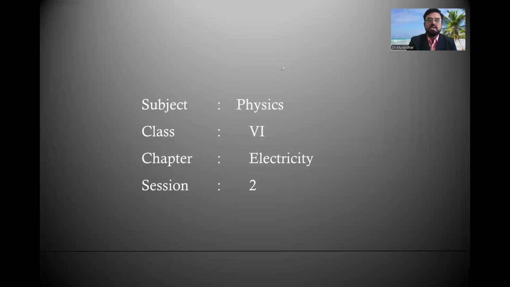As you can see on the screen, and you are well aware, my subject is physics. We are in class 6th, our ongoing chapter, electricity. So today we are in session number 2. This is the syllabus, fifth chapter for the syllabus for test 2. We have synopsis 1 and 2. We already covered some part of synopsis 1. So today we are going to go almost very close to synopsis 2.